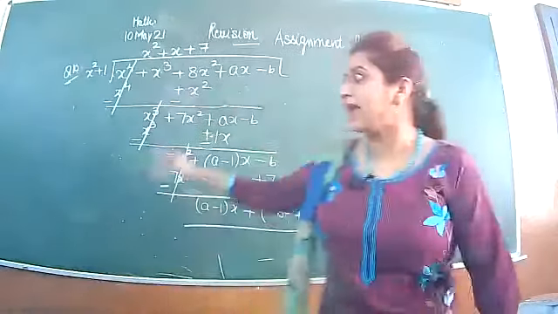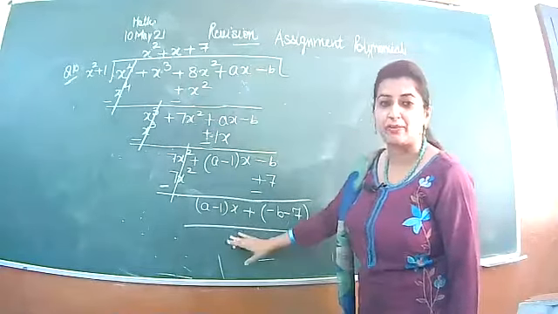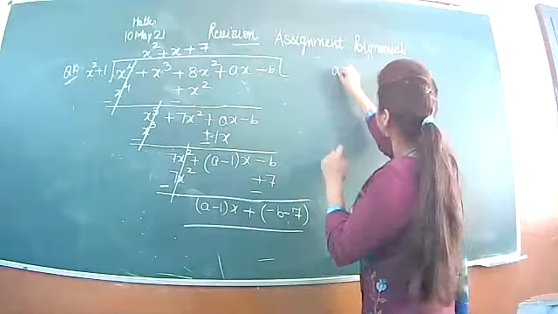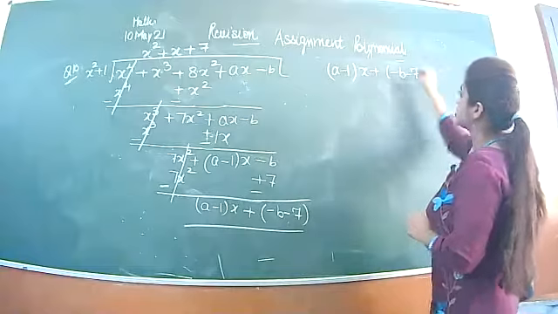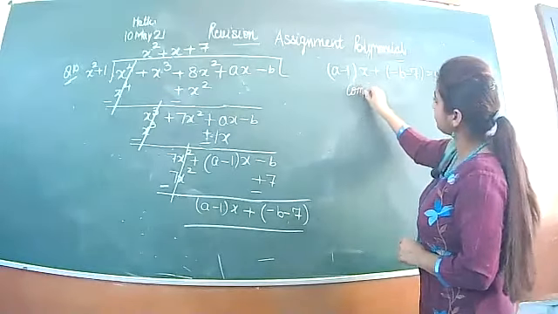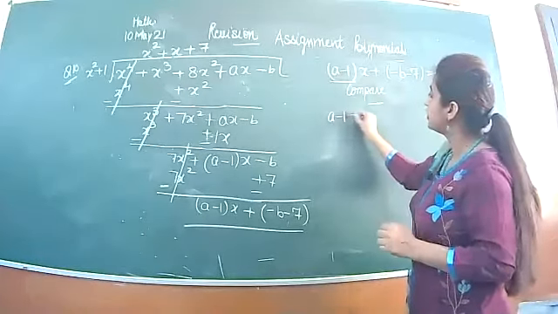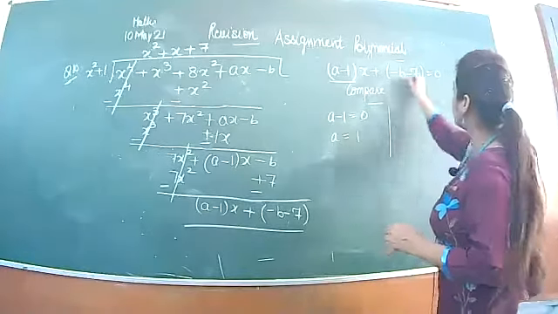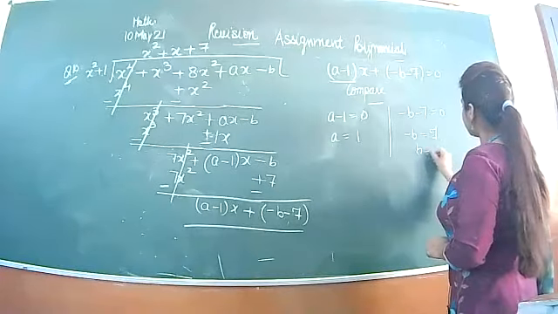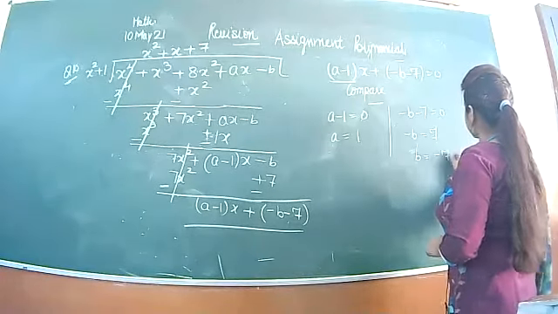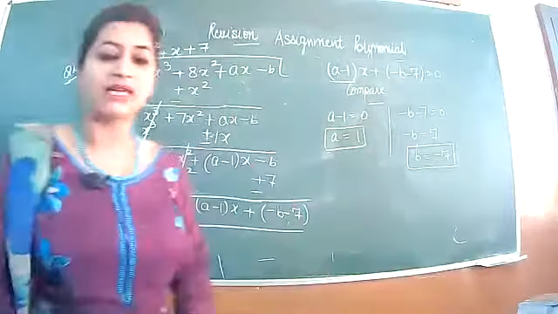Now, it is given that x square plus 1 divides it completely, so that means remainder must be 0. What you will do? A minus 1 x plus minus b minus 7 equal to 0. So, compare. There is nothing here, which means we will compare the coefficient of x with 0 and also compare the constant with 0. So b is minus 7. So value of a is 1 and value of b is minus 7.